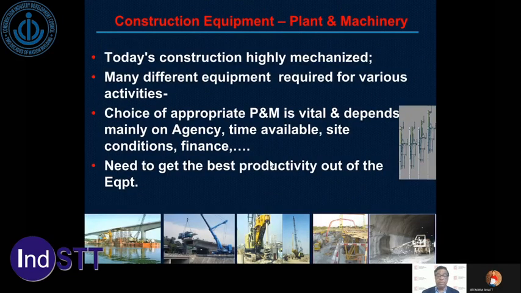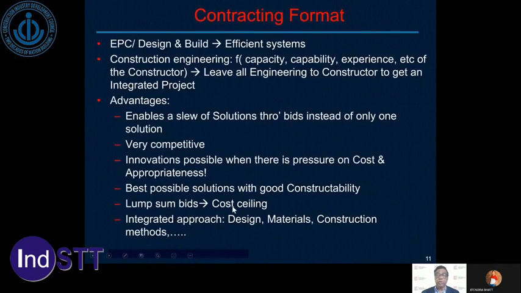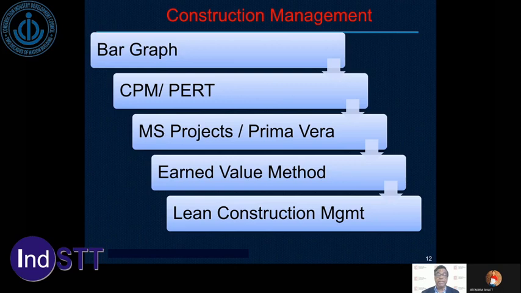We also have lump sum bids with ceiling on the cost. So there is not much possibility of cost overruns. And again, the right kind of materials, for example, using self-compacting concrete when there is reinforcement congestion and so on. All the aspects are properly integrated in this kind of bid.